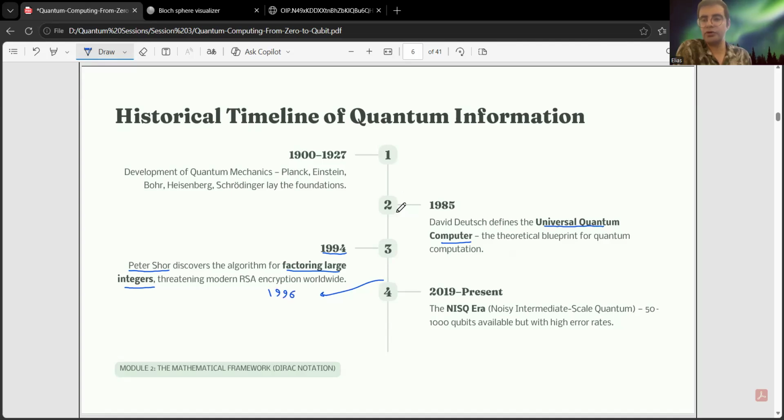In 1996, we have Grover talking about searching through an unsorted database with Grover's algorithm. And of course, there are many other algorithms that I'm skipping here. But from 2019 to present, we are more talking about building quantum computers in the size of 50 to 1,000 qubits. Of course, we've gone past 1,000 now.